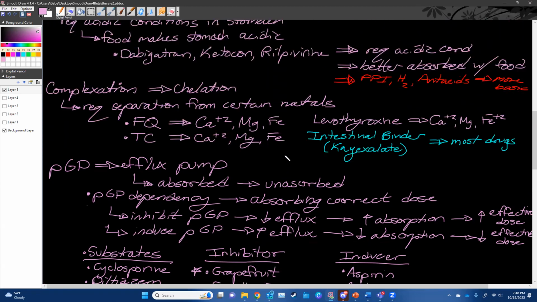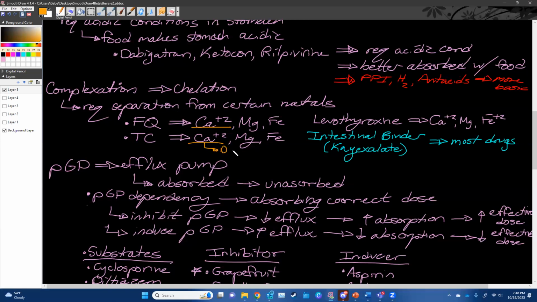I'm not sure if I set it up here. For chelation, how much do we want to separate these drugs? 2 hours, exactly. One really, really big point that I want to make, and I've had to make this several times to my interns, is that we always worry about calcium because it's everywhere.